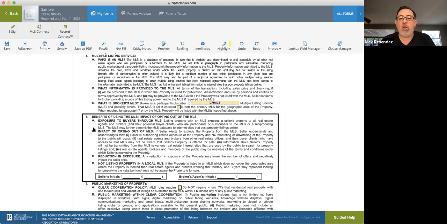Well, you guys are all members of the CRMLS. Some of you may be subscribers to outside MLSs like Palm Springs, or the Flex MLS that is for the greater Antelope Valley for Palmdale and Lancaster. They have their own MLS. Okay. So there are outside MLSs. And what this paragraph here is talking about is, are you a member of the primary MLS?